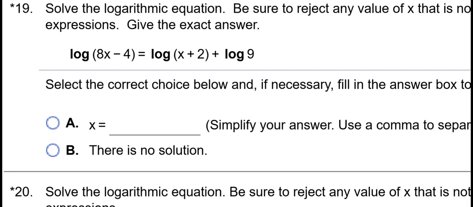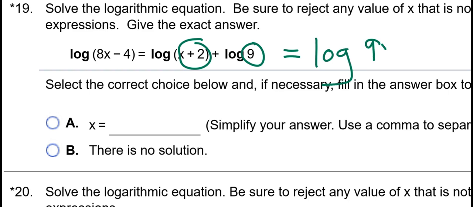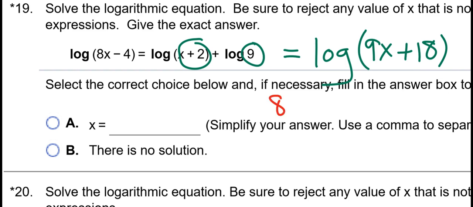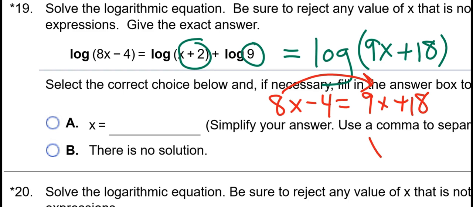So what do we do with the x plus 2 and the 9? We multiply them together, right? So that would give me log what? 9x plus 18. So what do we know about 8x minus 4? It equals 9x plus 18. Okay, so that would be, let's see, subtracting 18 gives me negative 22.